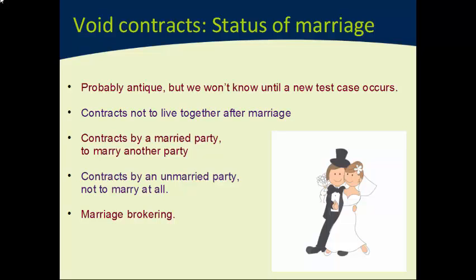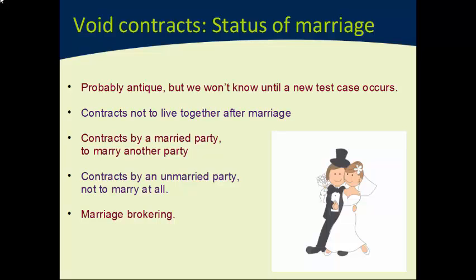A contract by a married party to marry another party is apparently a void contract. Now, I don't know whether that would fly in the modern world. If somebody, for instance, was married but separated and made a deal that they were going to marry somebody else, provided that they had secured their decree absolute of divorce before they actually tried to marry, that is, provided they didn't commit the offence of bigamy, then one can really not see where the problem could be.